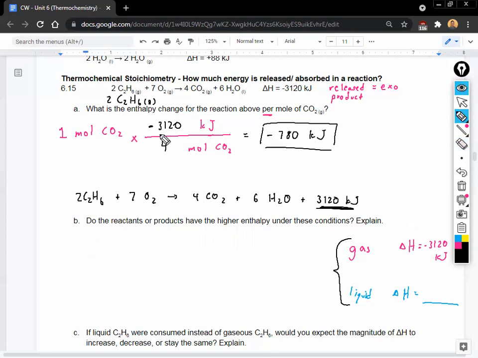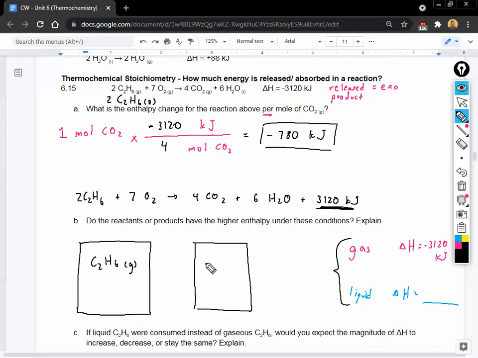Okay, so let's say this is the reaction. I'm just going to draw a box to show that this is the reaction. And in this reaction we have gaseous ethane. And then in this reaction we have liquid ethane. Now everything you guys said was true. Gases have more energy than liquids. Liquids take more energy to break apart. They still have the same properties because they're still the same chemical.